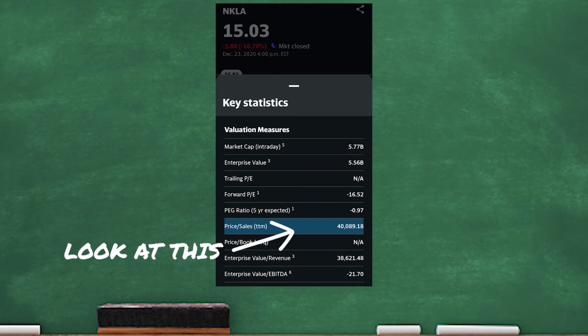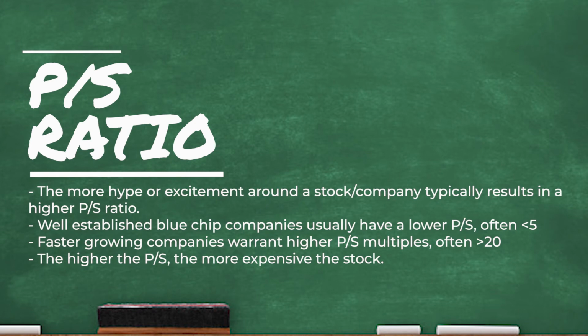The more hype around a stock, the higher the price to sales ratio will be. Oftentimes, large cap, blue chip, dividend paying companies offer more stability, but less in terms of capital gains, so they command a lower price to sales. It's not uncommon to see large cap companies with price to sales lower than 5 or even close to 1, whereas hotter growth stocks can easily command a price to sales well over 10, often into the mid-teens or low 20s, and sometimes even higher. The higher the price to sales ratio, the more expensive the stock.